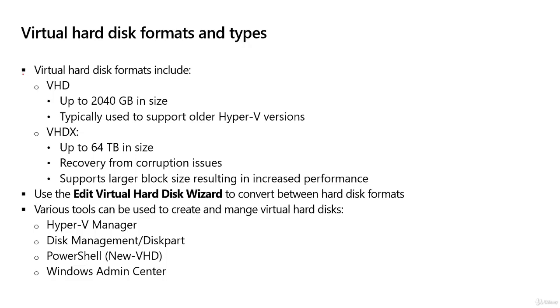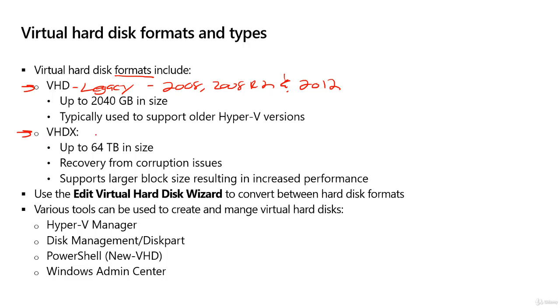When you create a virtual machine, your operating system has to be installed on a virtual hard drive. The virtual hard drive comes in two formats. We can use a VHD format. Now, this is a legacy format, so this is not what you would use today. This was in 2008, 2008 R2, and Server 2012. When we moved to Server 2012 R2, we went to VHDX.